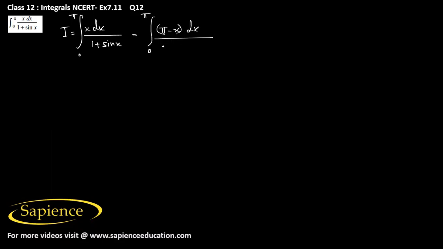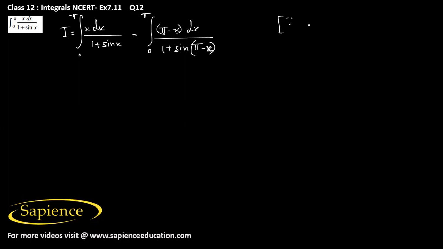So here we have to find the integral from 0 to pi of x dx by 1 plus sine x. Let's call this integral I. So we can also write it as the integral from 0 to pi of (pi minus x) dx by 1 plus sine of (pi minus x).